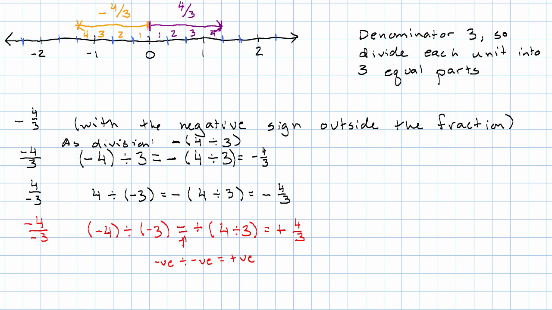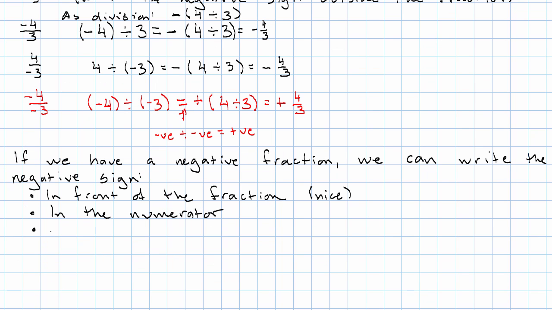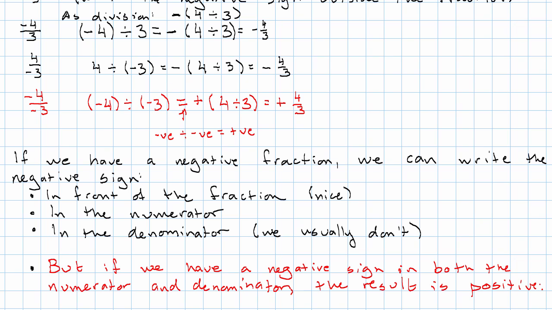If we're writing a negative fraction, we can write the negative sign just in front of the fraction. And in a lot of ways, that's nicest. It makes it look like a negative number. We can write it in the numerator, or we can write it in the denominator, although we usually don't like to write the negative sign in the denominator. But if we have a negative sign in both the numerator and the denominator, the result is a positive fraction.